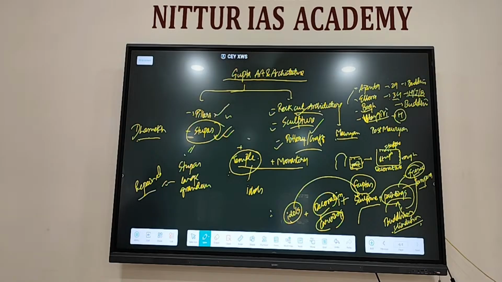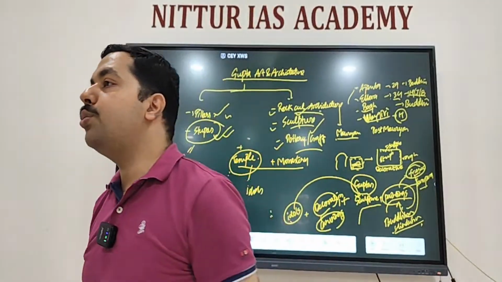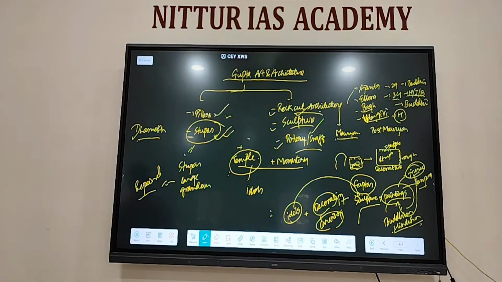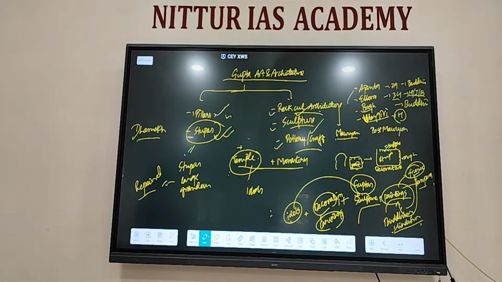Five caves belong to Hinayana, and 24 out of 29 belong to Mahayana, which is for idolatry worship in Buddhism.